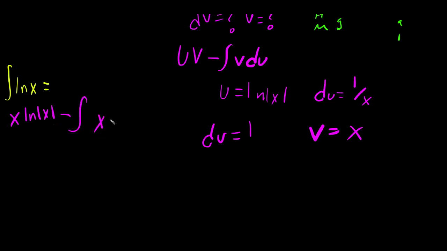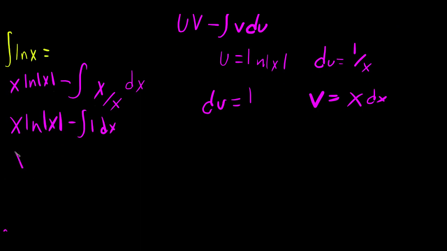So x and then du is 1 over x, which is just x times 1 over x is just x over x. So this is just 1, so this is just the integral of 1 dx, I should have written dx here. So this is just x ln x minus the integral of 1 dx, which is just x ln x minus x plus c. So this is the coveted integral of ln of x.